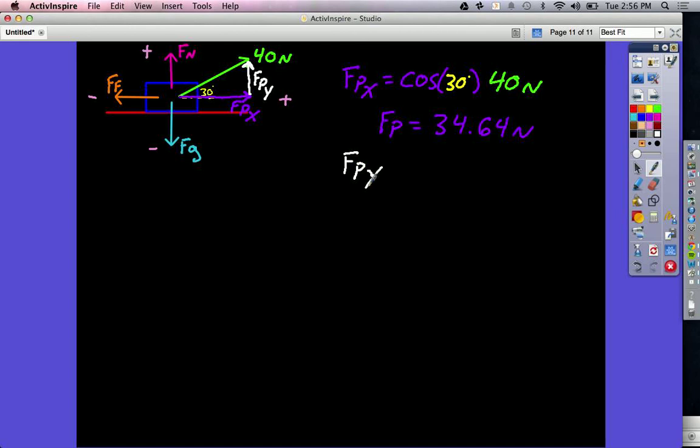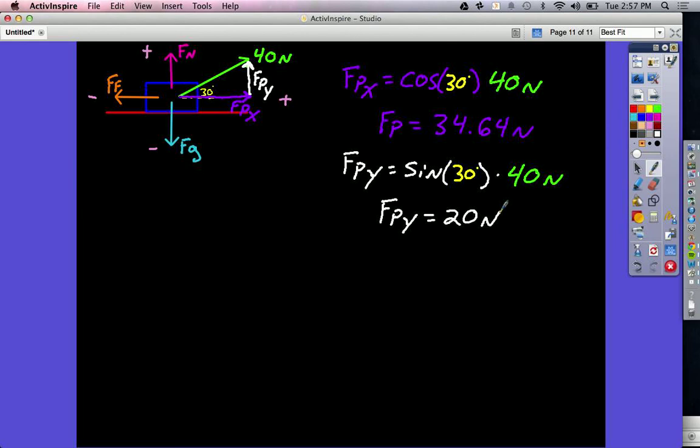Now I'm going to do the same thing for force of pull in the Y. But for force of pull in the Y, that's the opposite side of our triangle. So it's going to be the sine of 30 degrees multiplied by the force of pull itself, which is 40 newtons. And I find out force of pull in the Y is equal to 20 newtons.